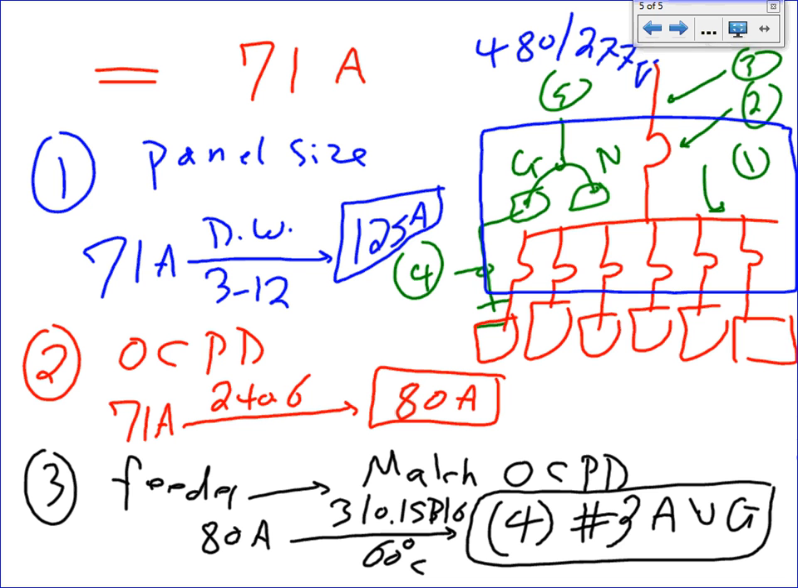Again, in real life, guys, you might say it doesn't make sense. The smallest panel that's worth putting in a commercial building is 100 amp. It's not worth putting in a commercial building a panel less than 100 amp. But this is strictly based on the code. No preconceived ideas.